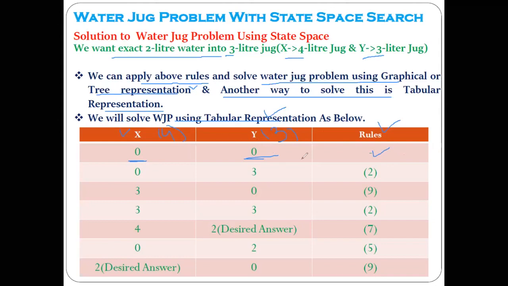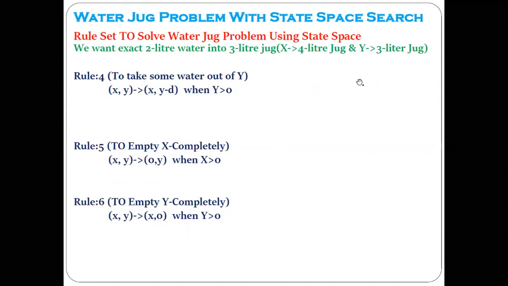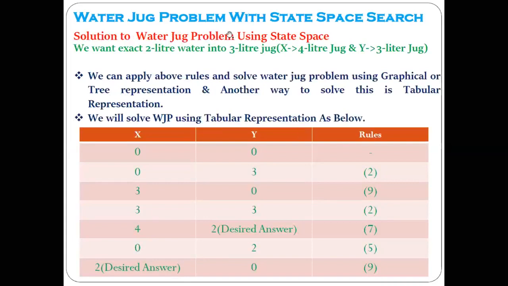And then, if the jugs are not empty and you want to make them empty, you can apply a rule for that. To empty the jugs, you can utilize the 5th and 6th rules. If you want to empty X completely, you can utilize one of these rules, and if you want to empty Y completely, you can utilize the other. But initially we assume both the jugs are empty. So X equal to 0, Y equal to 0, and that's why I have mentioned a dash here.